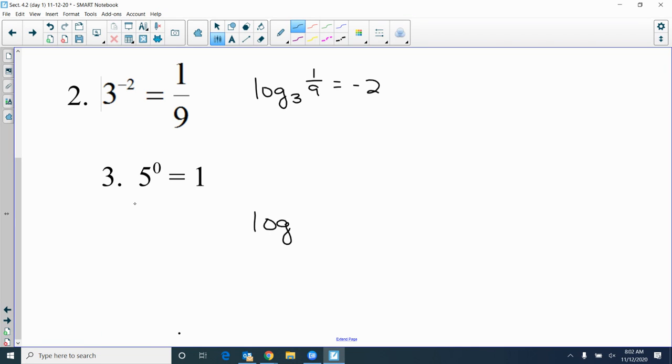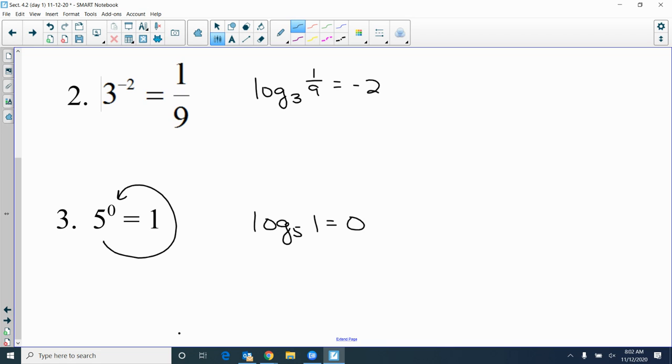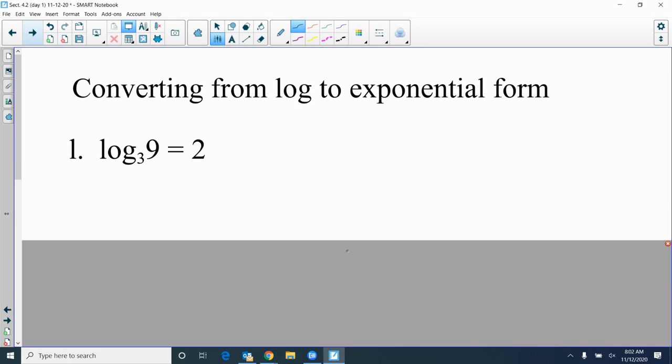The log base 5 of 1 equals 0. So we say 5 to the 0 equals 1. All right, so that's converting to log form. You need to be able to go backwards, converting from log to exponential form. All right, log base 3 of 9 equals 2.